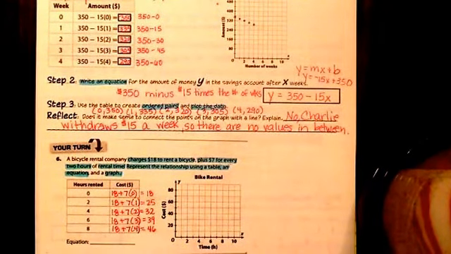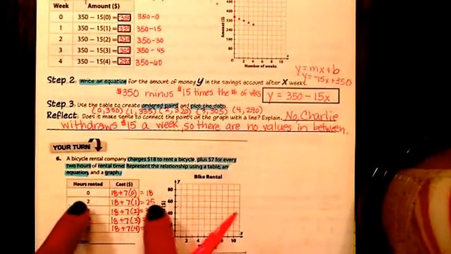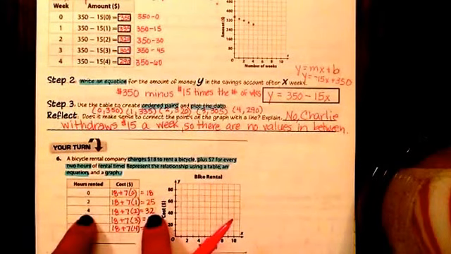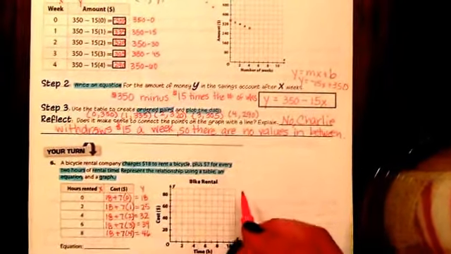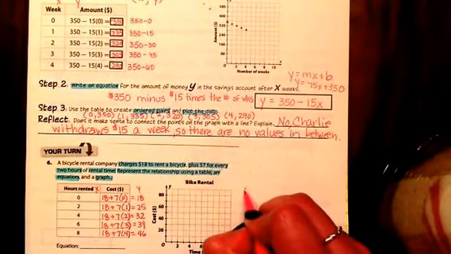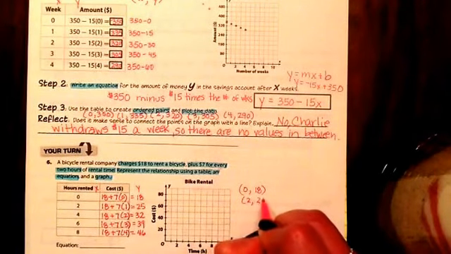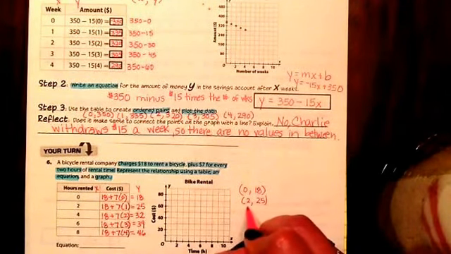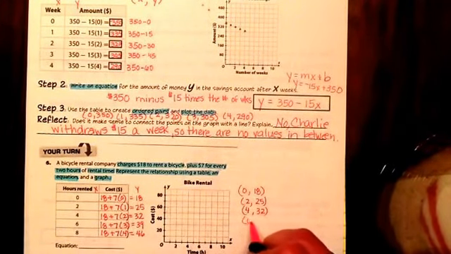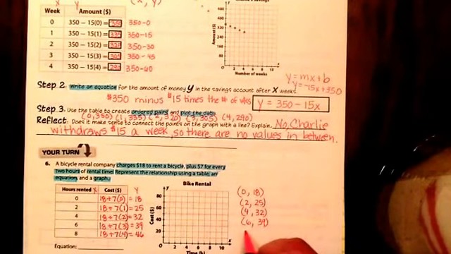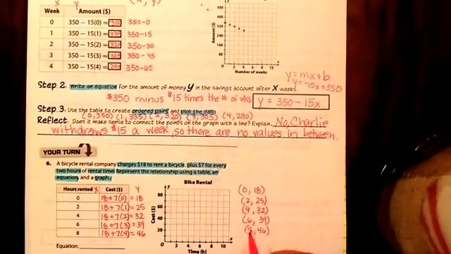Okay, well, now that you have your values, you can use your ordered pairs. Again, this is your X, this is your Y. And we're going to write our ordered pairs over here. We have 0, 18. We have 2, 25. We have 4, 32. We have 6, 39. And we have 8, 46. So that's what we're going to be plotting over here.